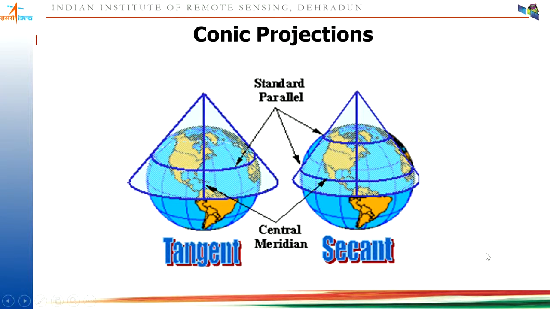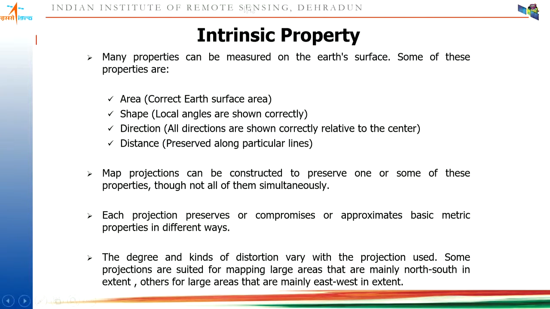Both the cylinder and the cone can be unwrapped after projection, so you will end up with a two-dimensional map. Many properties can be preserved on the Earth's surface. Some of these properties are area, shape, directions, and distance. A map projection can be constructed to preserve one or some of these properties, though not all of them simultaneously. Each projection preserves, compromises or approximates basic metric properties in different ways, and the degree and the kind of distortion vary with the projection used.